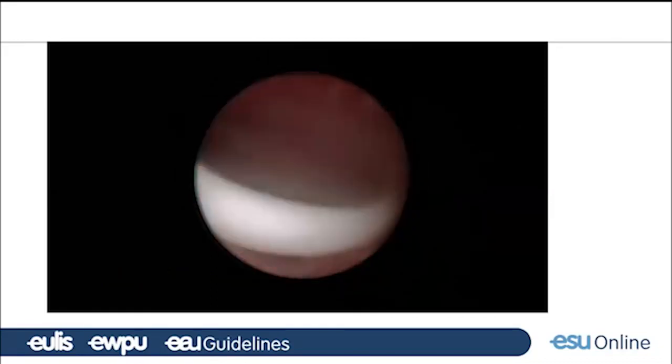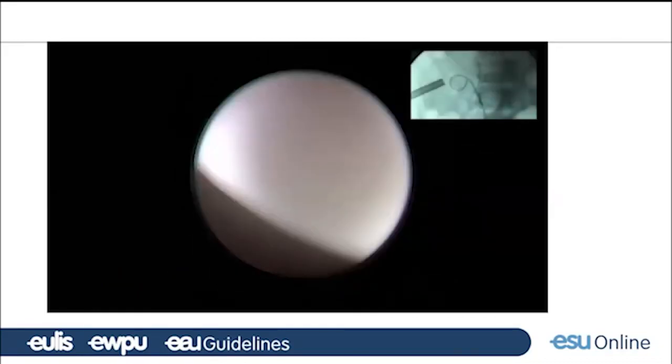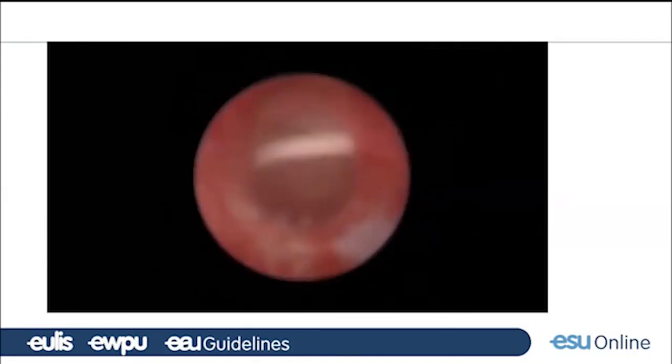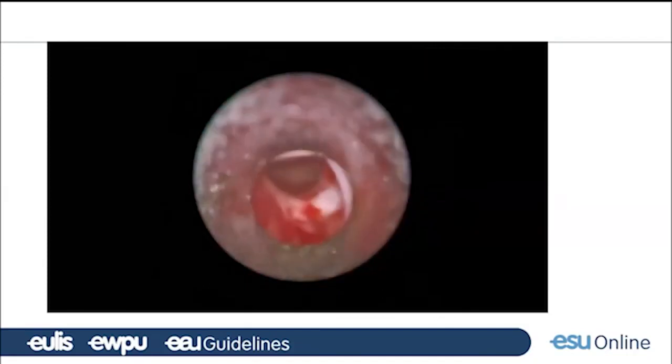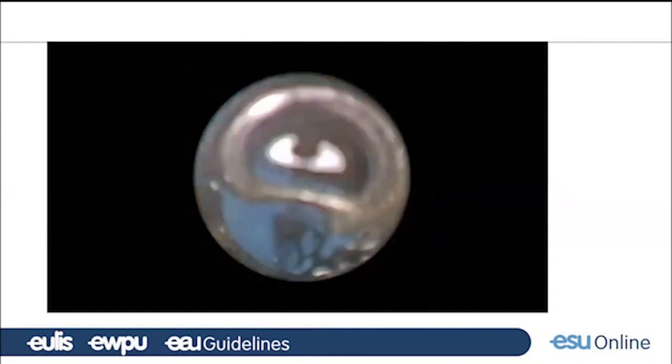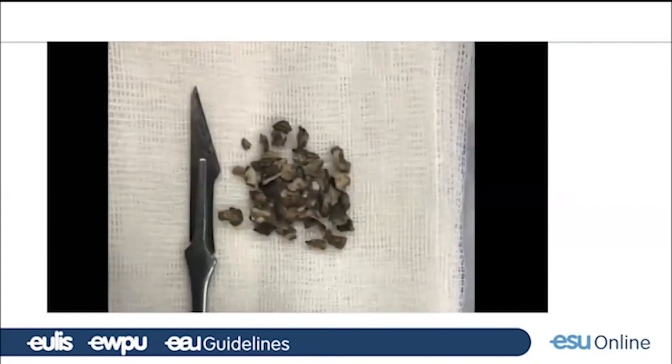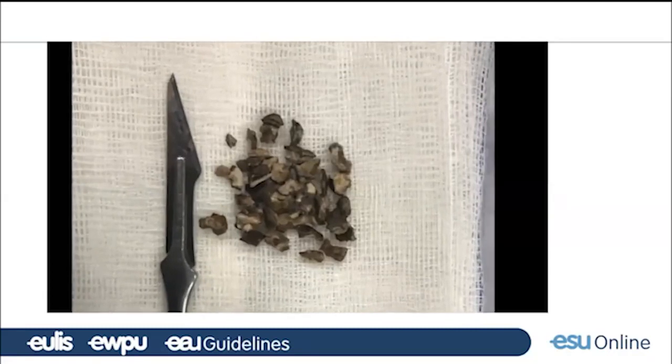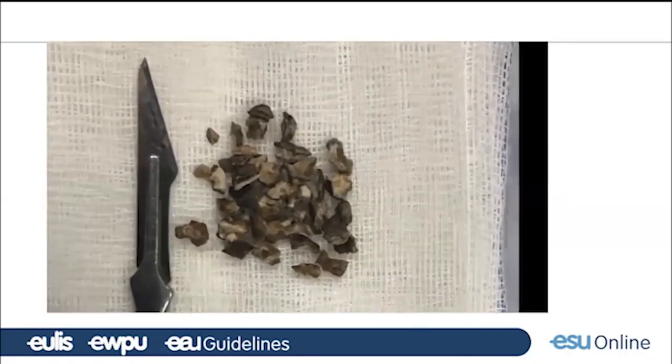At the end of the procedure, we also evaluate the tract under endoscopic vision. As you can see, there is no significant bleeding. Therefore, no nephrostomy tube was placed, and the patient was discharged the next morning.